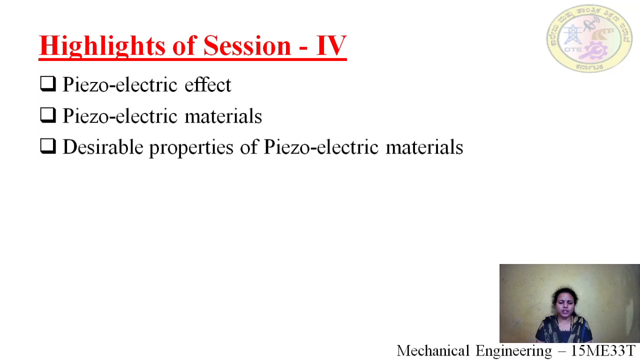Next we saw some of the desirable properties of piezoelectric materials. First one was its stability; it is highly stable. The second one is it gives very high output. The next is it is insensitive to temperature conditions, and it is insensitive to humidity. And the last of the desirable properties of a piezoelectric material is the ability to be formed into any desired shape.